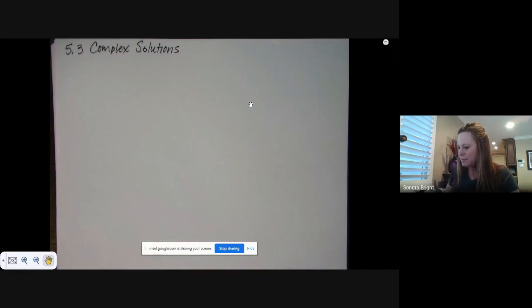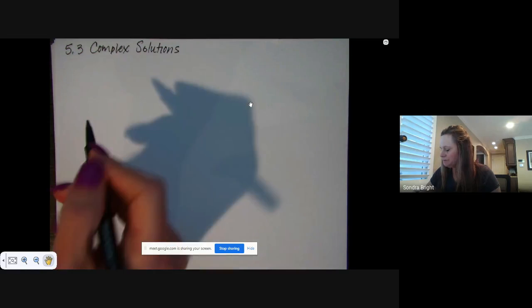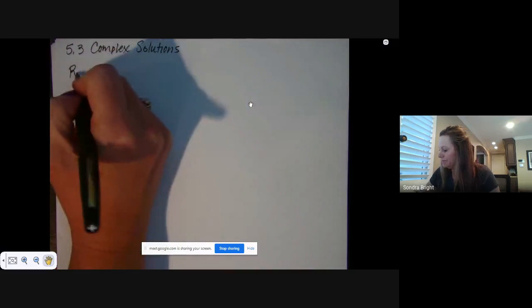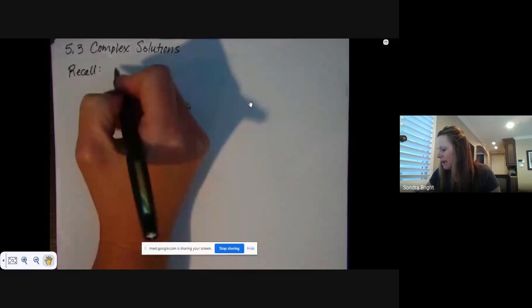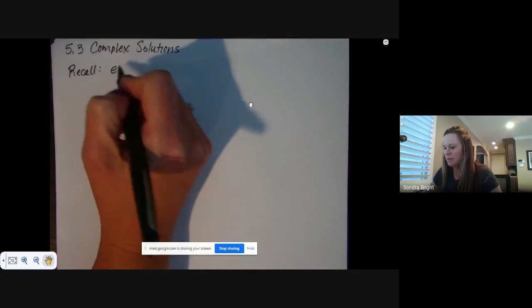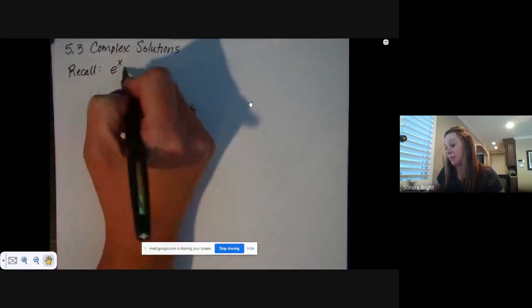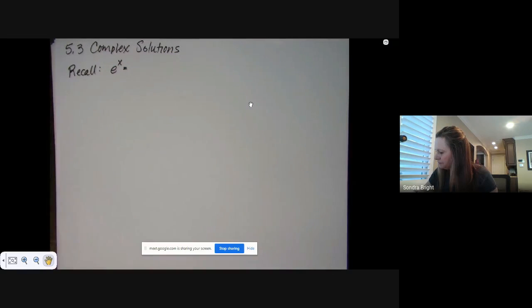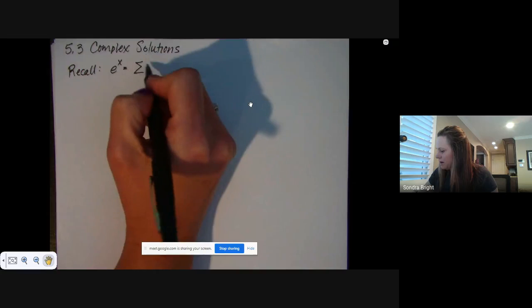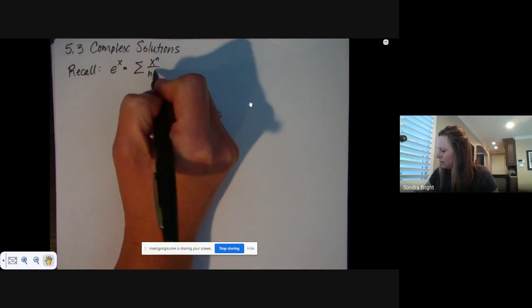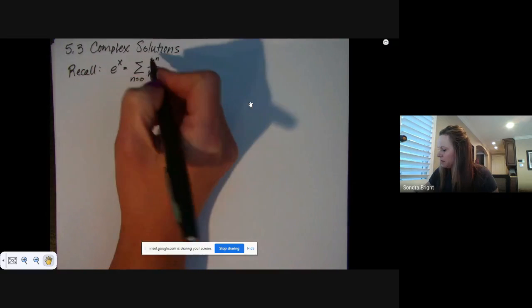Section 3, what happens when we have complex solutions? All right, so let's start with, remember, the function e to the x. Do you remember that it can be written as a polynomial, right, of x to the n over n factorial, where n starts at 0 and goes to infinity.